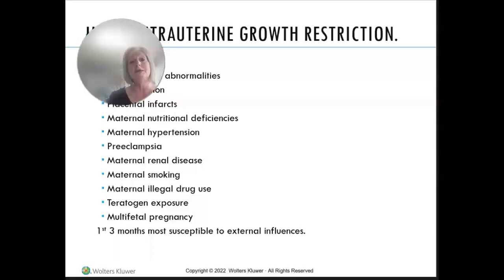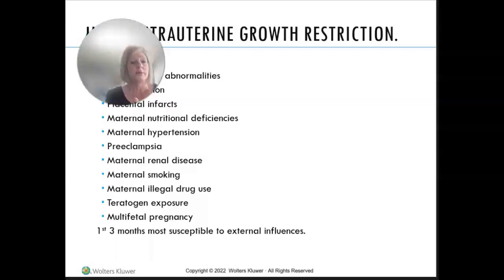Maternal renal disease. Maybe mom's kidneys can't filter out what needs to happen. Mom's a smoker. We know that that constricts the vessels. Maternal illegal drug use. Teratogen exposure. Maybe mom has been working someplace where there's a lot of teratogens in the air. Maybe she has been exposed to certain teratogens that she's not even aware of. Multi-fetal pregnancy. Many times, the placenta can only give so much, and if it's trying to feed 3 babies, sometimes we can't get all of them fed to the best that the placenta can do.